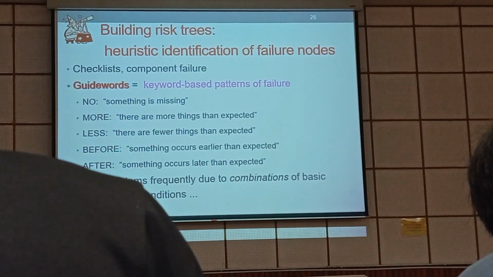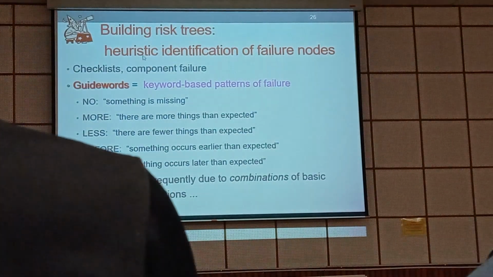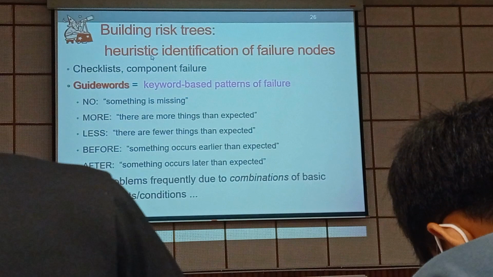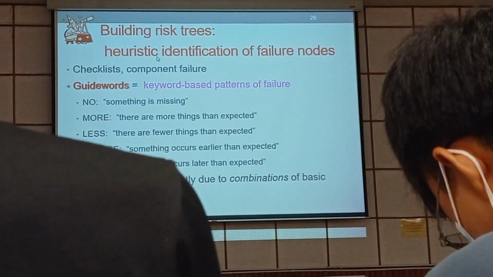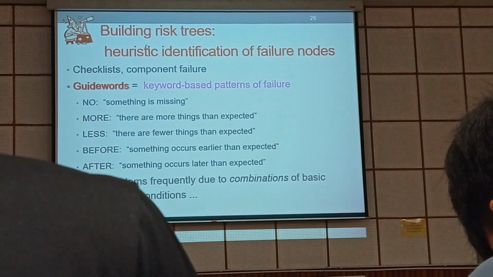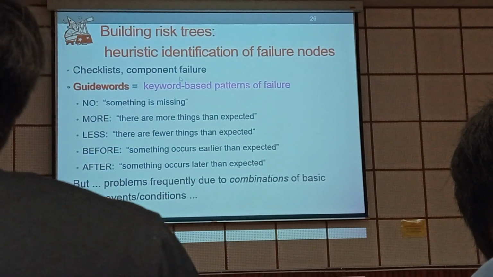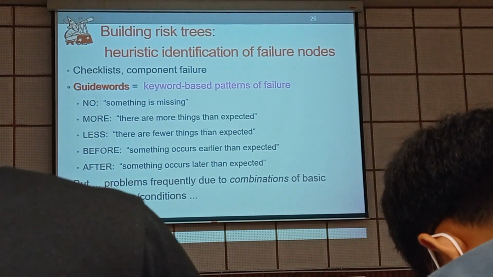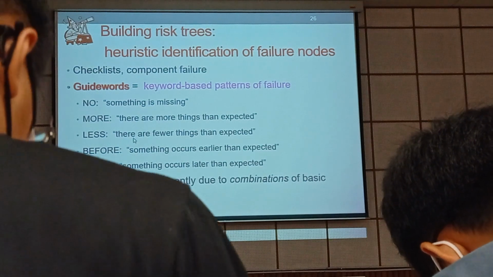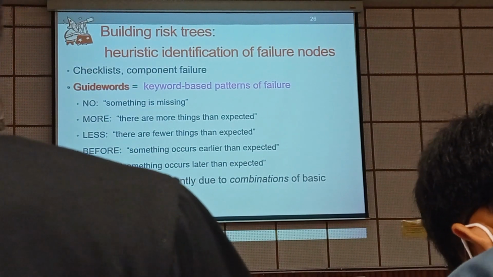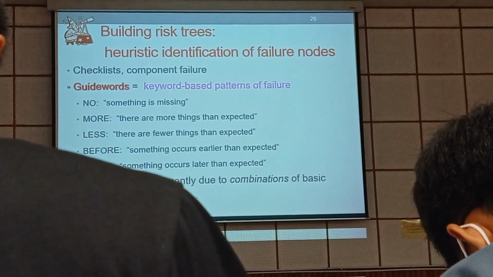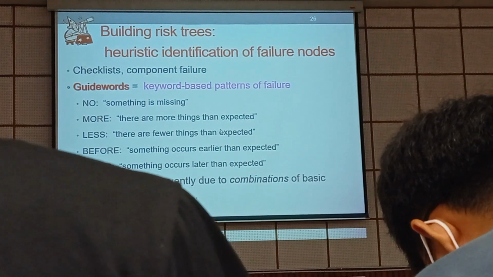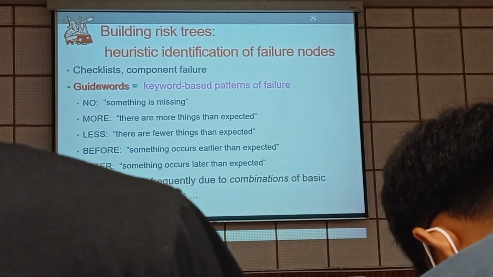You can also use heuristic identification. You have done this, right? This keyword is quite popular in UI. Heuristic. Have you heard about this? Yes, right. I'm very sure you have learned this in some other HCI courses. Heuristic identification using guide words. No, something is missing. More, there are more things than expected. Less, if there are not enough things than expected. Before, after. So you can use this kind of keywords to identify the risk. There are a few ways you can identify all the risks for your projects. These are the techniques.